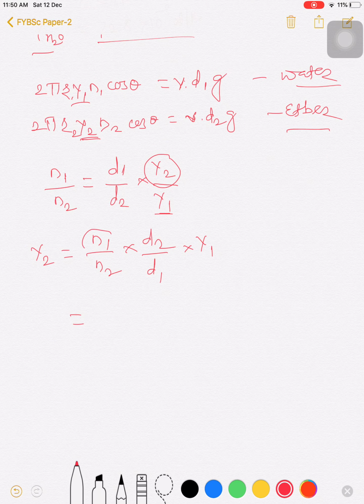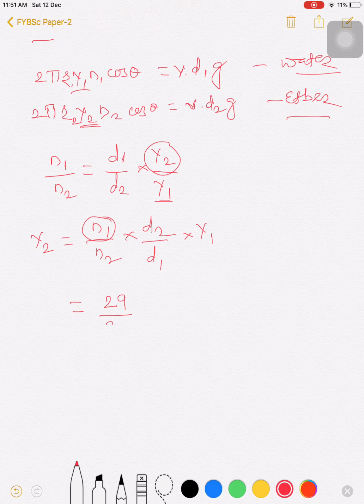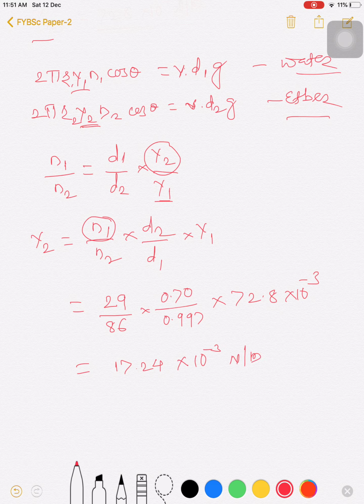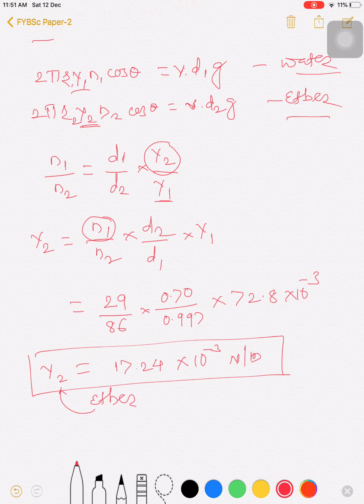Now the number of drops for water is 29, and 86 is for ether. The density of ether, d2, is 0.70, and that of water is 0.997, and the surface tension of water is 72.8 into 10 raised to minus 3. By solving this problem, we get the answer 17.24 into 10 raised to minus 3 Newton per meter. So this is the surface tension of ether, calculated using the equation y2 equals n1 upon n2 into d2 upon d1 into y1.